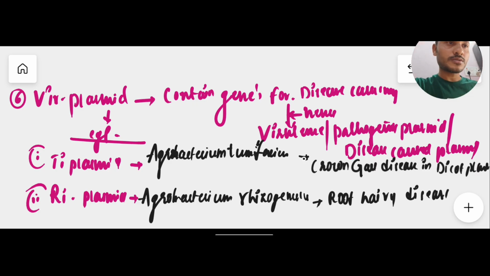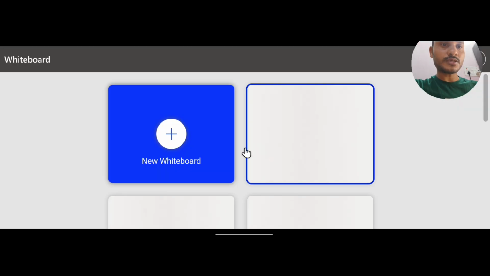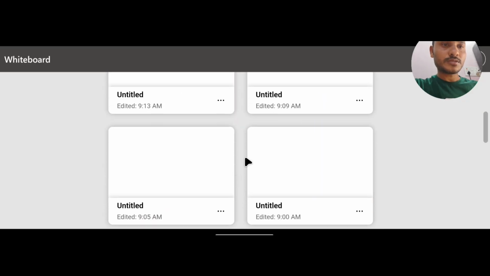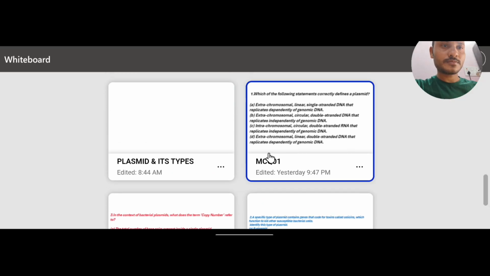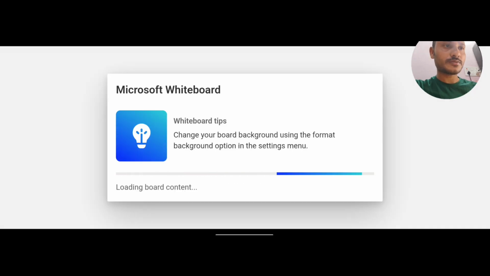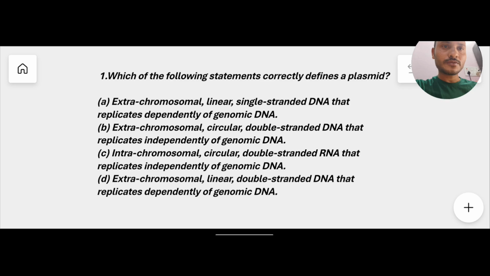Now we have three important MCQs from this topic. The first MCQ: which of the following statements correctly defines a plasmid? Here it is asking about the definition of plasmids. Read these four options.